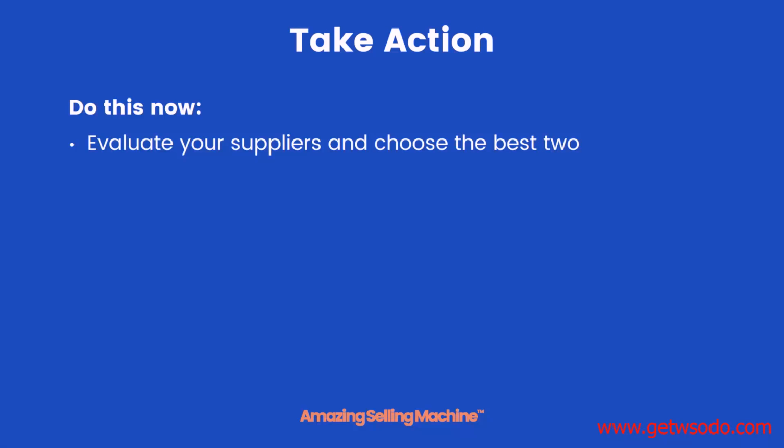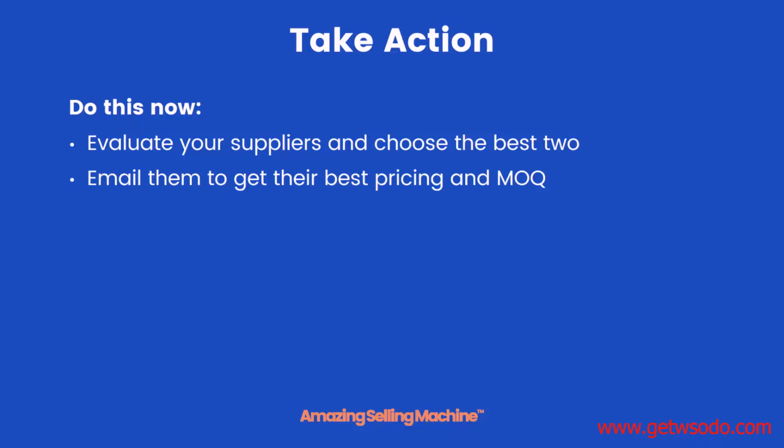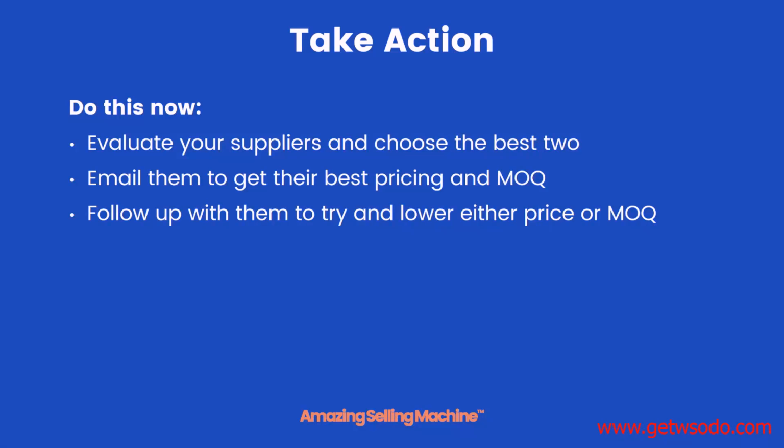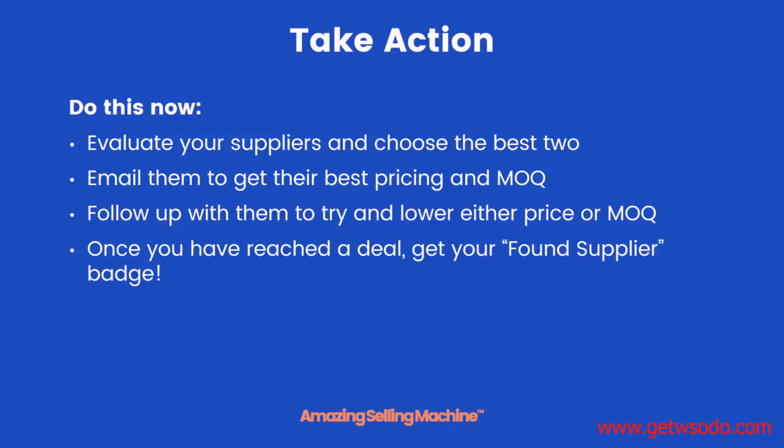Now it's time to take action. I want you to evaluate your suppliers and choose the best two. Then email them to get their best pricing and MOQ. Then once they've responded, follow up with them to try and get a lower price or a lower MOQ. And once you've made your final decision and reached a deal, go get your Found Supplier badge.